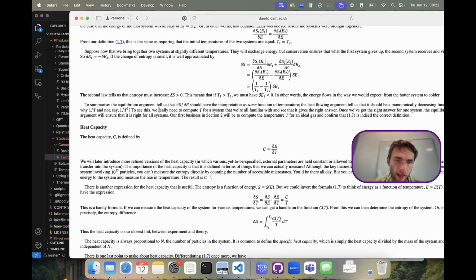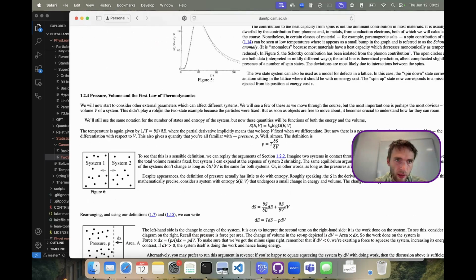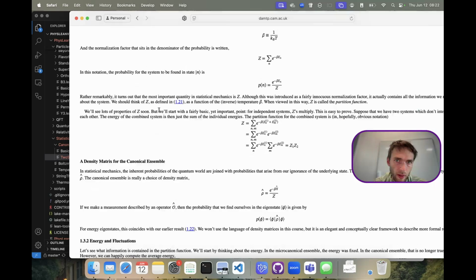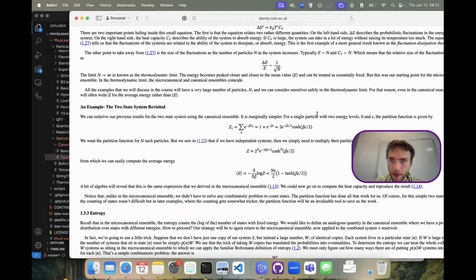This is what David Tong does in his notes. So let me go down to the relevant section. He says, okay, he's called the energies 0 and epsilon. I've called them 0 and E. But you could make this more general if you wanted to.